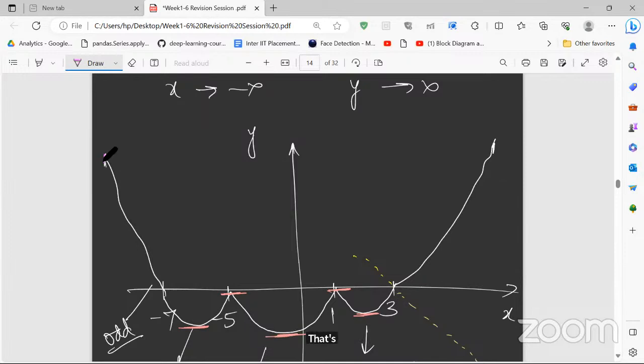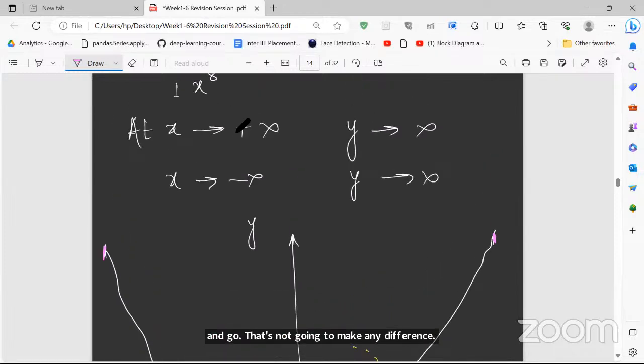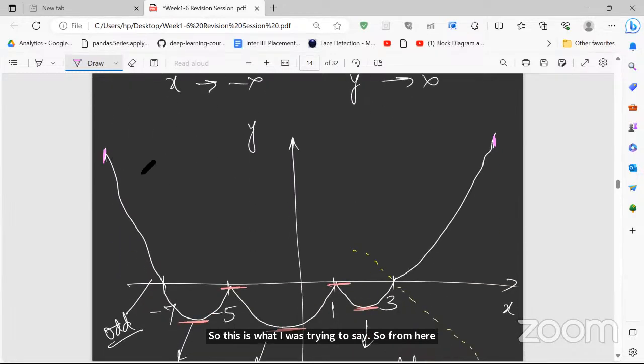So it will start from here, go and do something, and then come back up again. Or you can start from here, either way. That is not going to make any difference. So this is what I was trying to say. From here we got an idea of how the plot will generally be. It was just a polynomial, but for any plot you can get an idea.